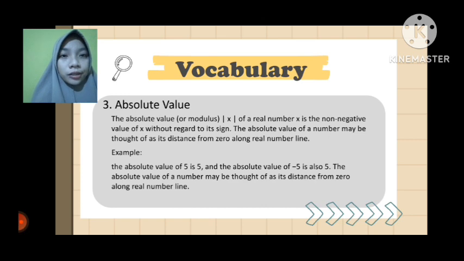3. Absolute value. The absolute value or modulus of a real number x is the non-negative value of x without regard to its sign. The absolute value of a number may be thought of as its distance from 0 along the real number line. For example, the absolute value of 5 is 5, and the absolute value of minus 5 is also 5. In Indonesia, we can say absolute value is nilai mutlak.